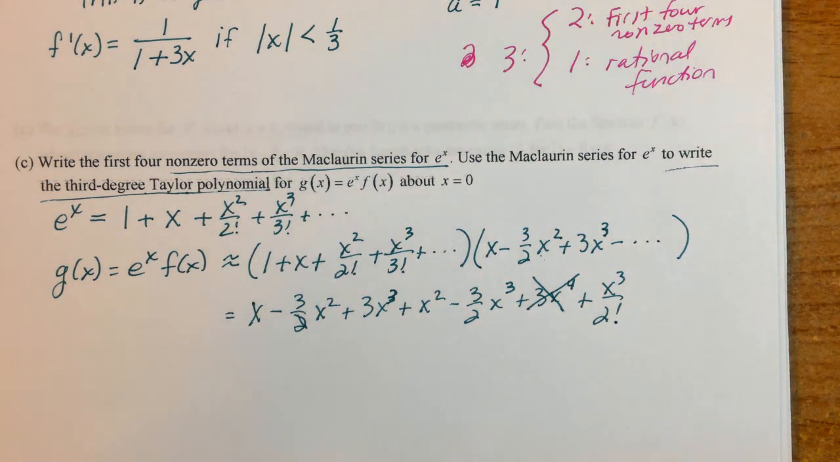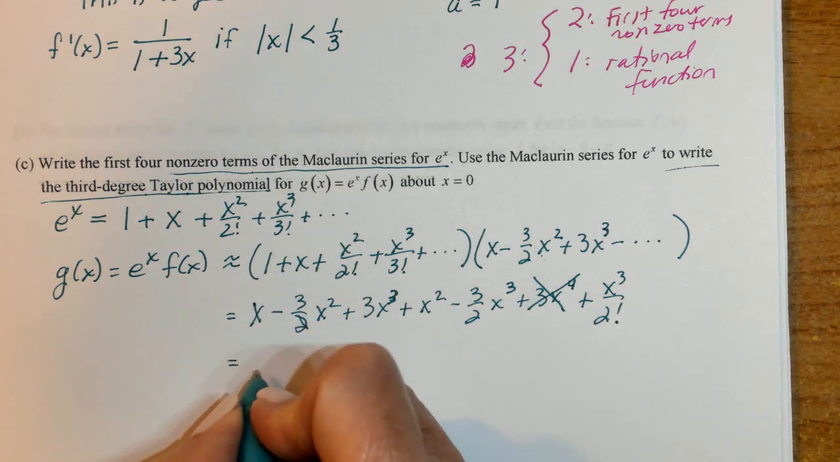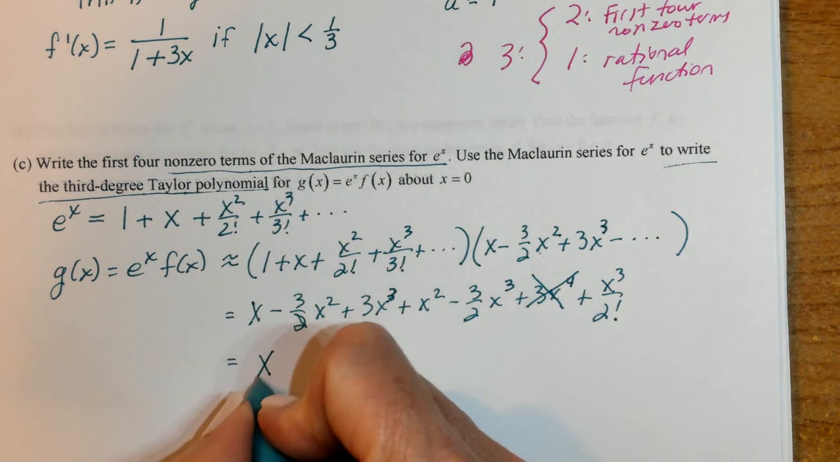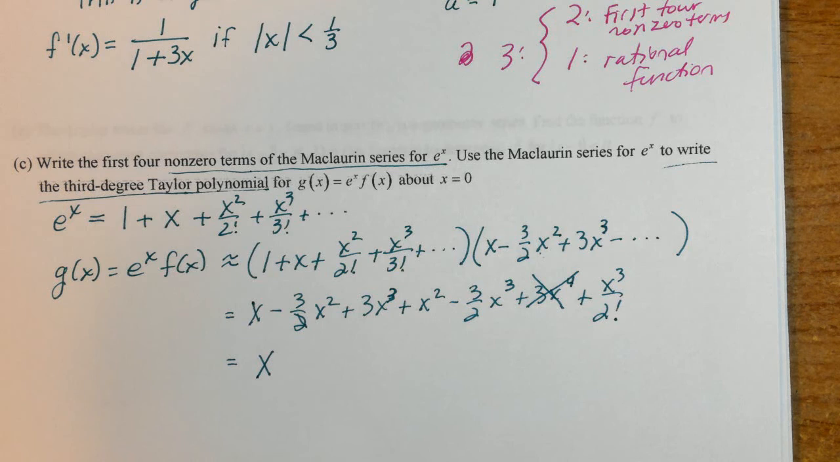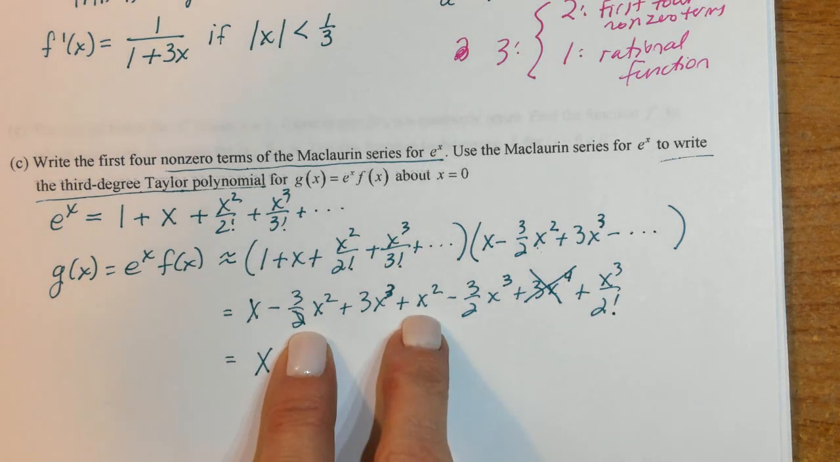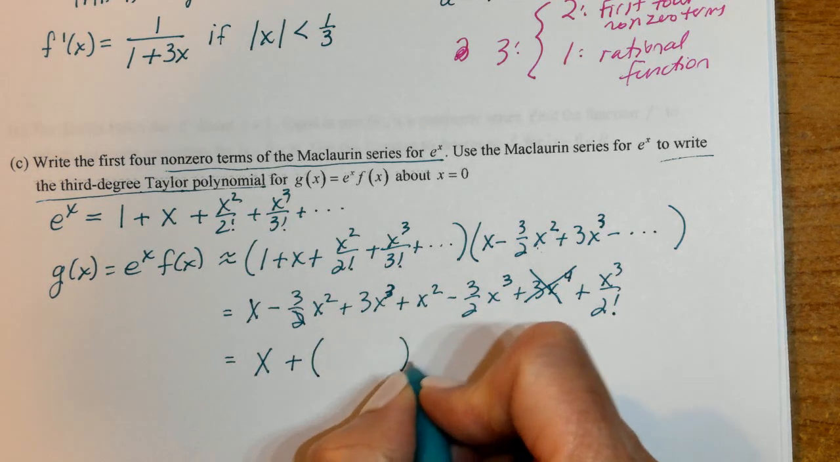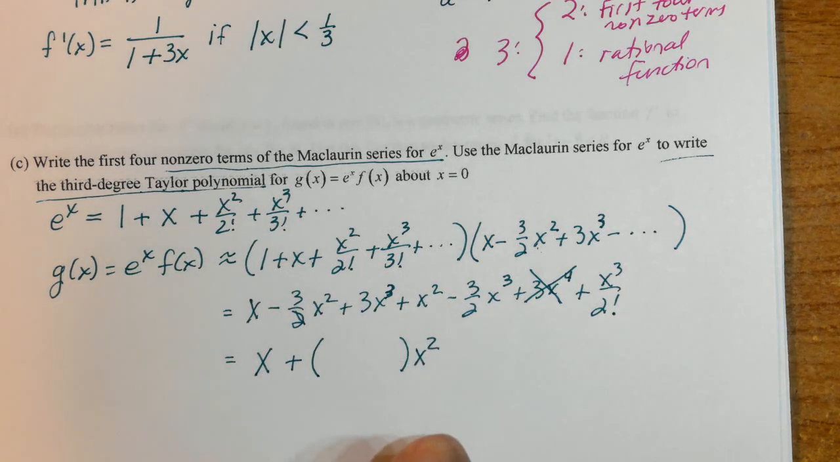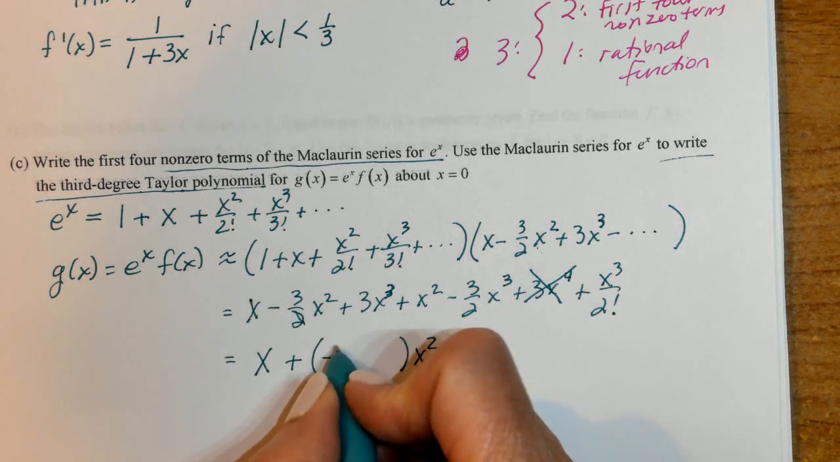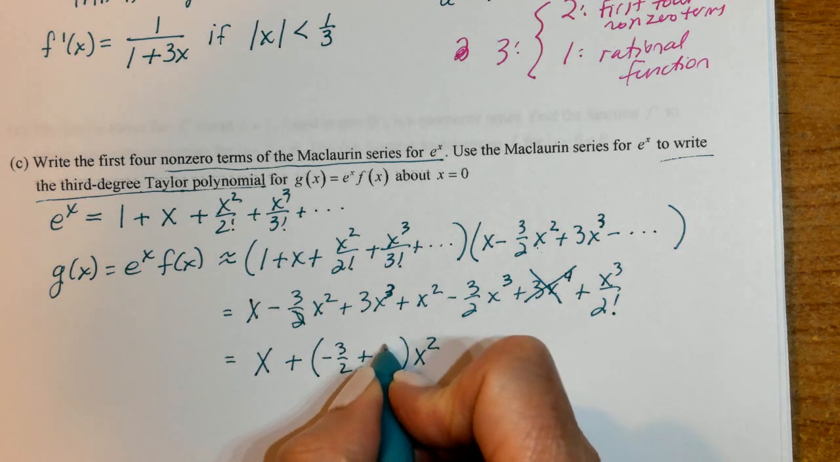I have my pieces, but I need this to look like a Taylor polynomial. Right now it does not look like a third degree Taylor polynomial. I need to collect my like terms. So I have only one x to the first, so I'm just going to write that by itself. Now I'm going to find all of my x squareds. I have an x squared here and an x squared here. I'm taking out my x squared and putting it in the back. So I'm going to write this as plus something x squared. I'm going to have negative 3/2 plus 1.